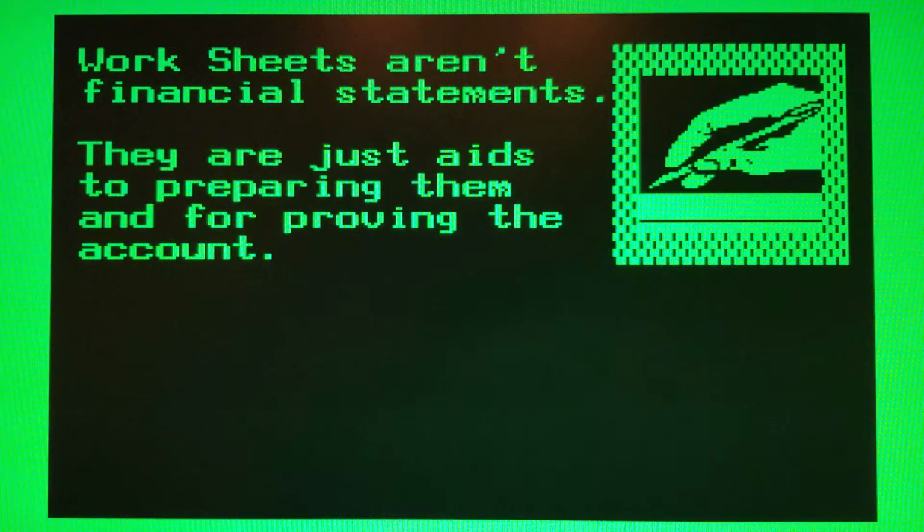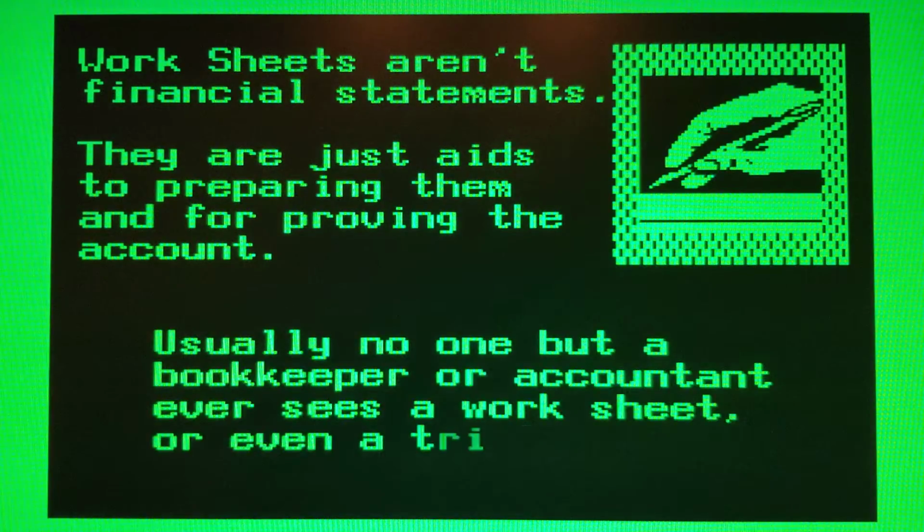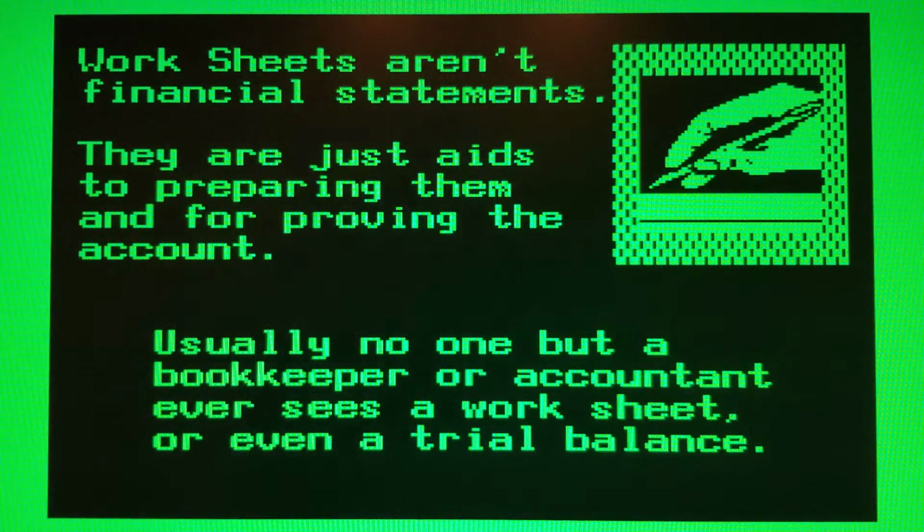Worksheets aren't financial statements, of course. They're just aids to preparing them and for proving the accounts. Usually no one but a bookkeeper or accountant ever sees a worksheet or even a trial balance.